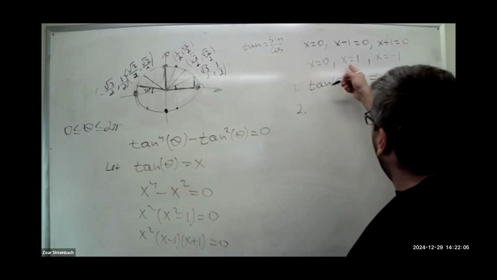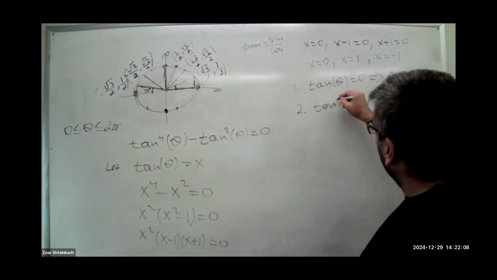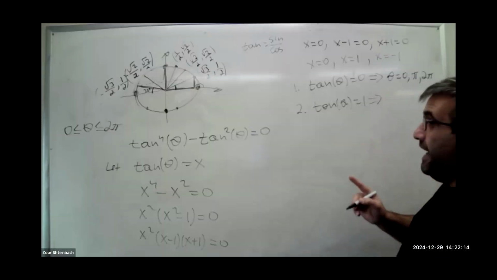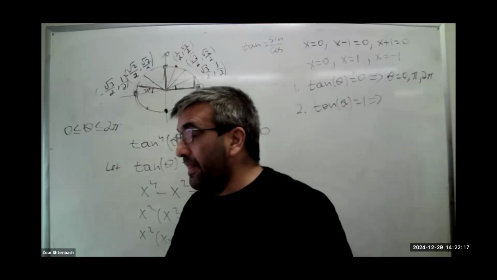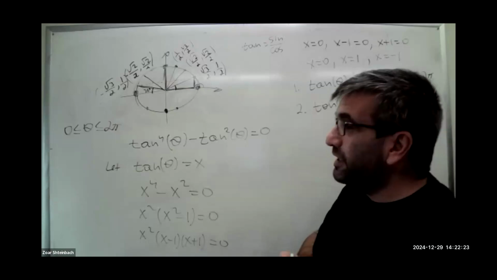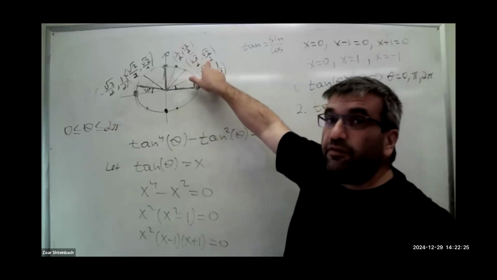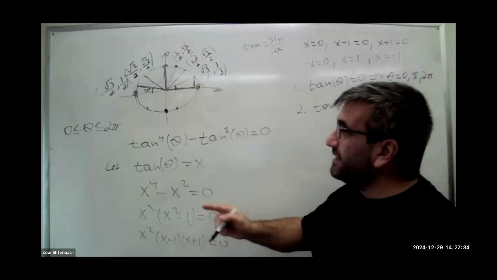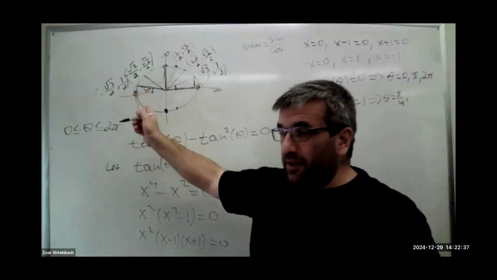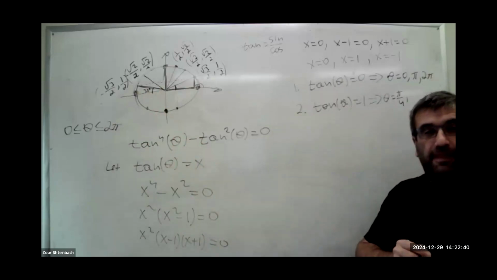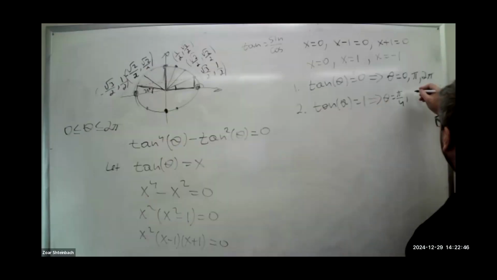Case 2: x equals 1, so tangent theta equals 1. So sine is equal to cosine. Sine equals cosine when? At 45 degrees, pi over 4. And what else? Here, because they are both negative: 5 pi over 4.